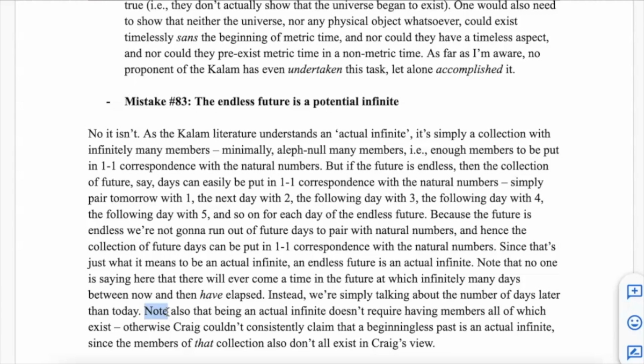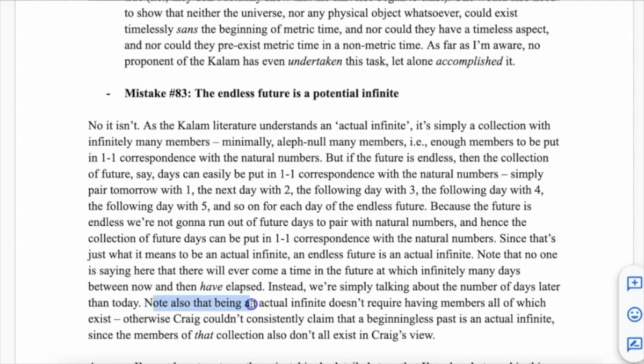And how many units are there on the positive x-axis? It's clearly infinitely many, Aleph Null. So the collection of future days, whether or not it exists, is an actual infinite because it has infinitely many members. Similarly, Craig thinks the past doesn't exist, but we can still talk about the number of members within the collection of past days, and it's going to be Aleph Null, even though those days don't exist on Craig's view.